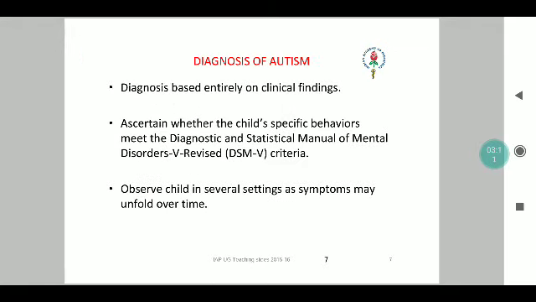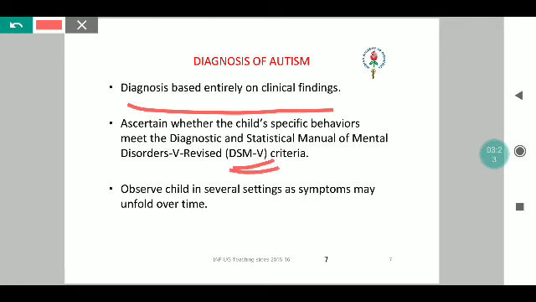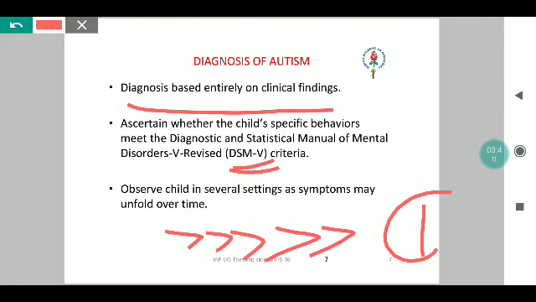The diagnosis is purely based on clinical findings, and it is to be ascertained based on the DSM-5 criteria, that is, the Diagnostic and Statistical Manual of Mental Disorders, fifth edition. The diagnosis is made after observing the child in several settings, not just one sitting. That is important. It takes multiple sittings to diagnose a child as autistic and cannot be done in one visit alone.